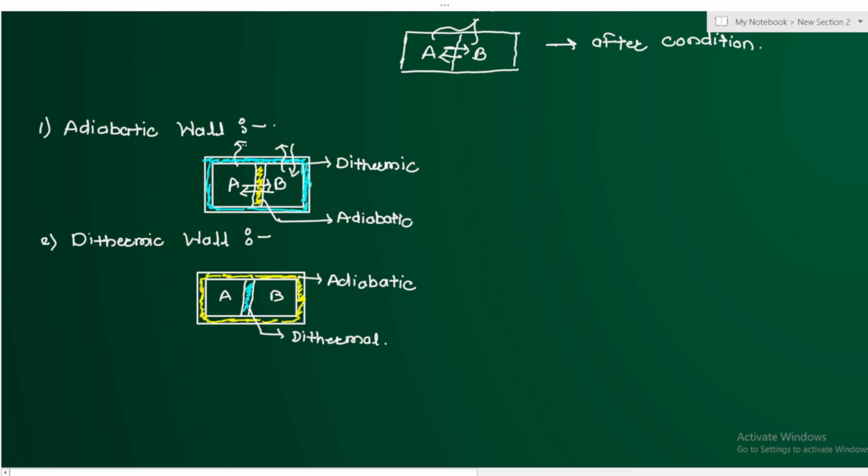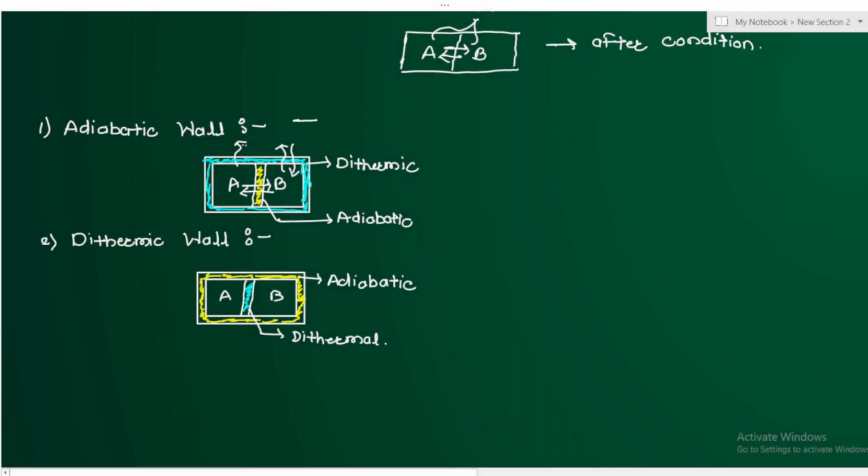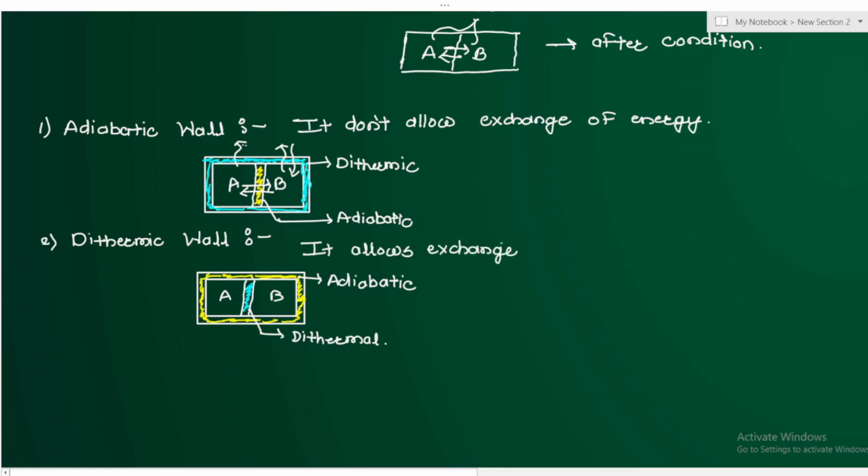I will write down a short note. It allows exchange of energy. So hope you understand what is thermal equilibrium, adiabatic wall, diathermic wall, system and surroundings, heat exchange. Okay, then we will move to our next point.